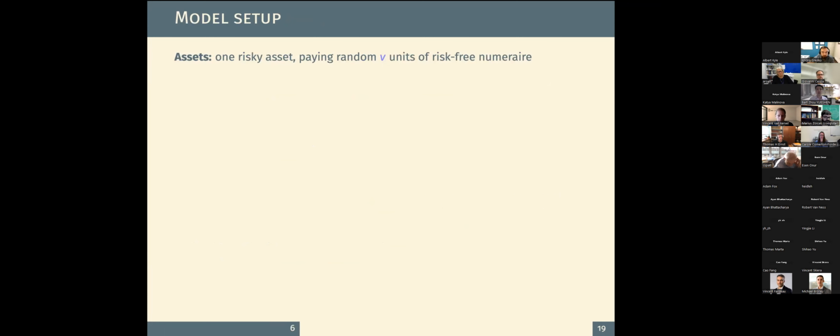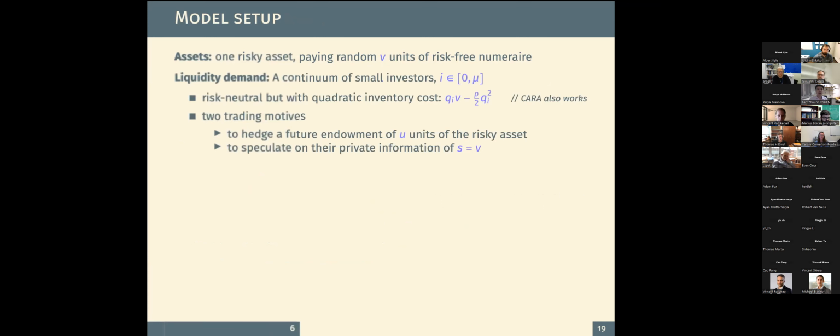Model details. We have one risky asset that's paying V units of some risk-free numeraire. Okay? And we have a liquidity demand coming from a continuum of small investors of total size mu. I'm going to highlight the role, or the lack of a role, of mu later in the analysis. We assume the investors have a quadratic inventory cost like the following. We can also do CARA. The quadratic utility is just easier to calculate. The CARA solution we also have in closed form, and it's exactly the same.